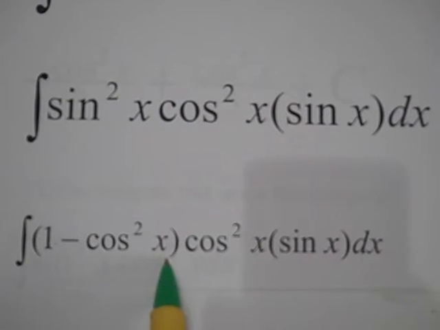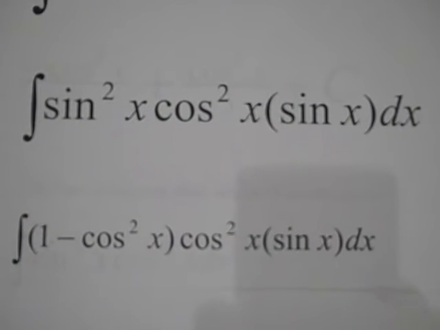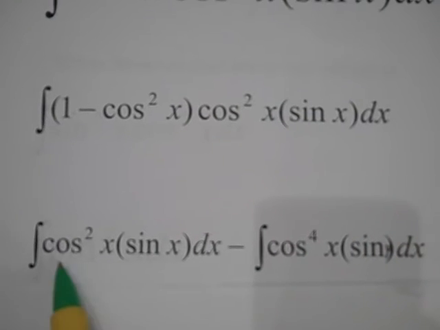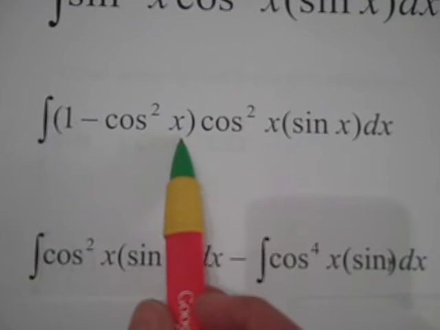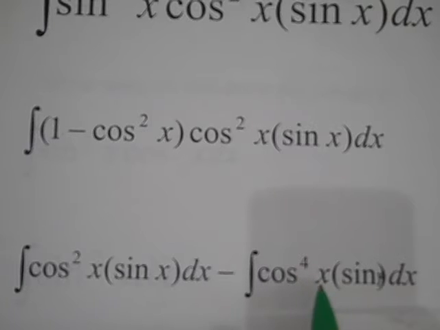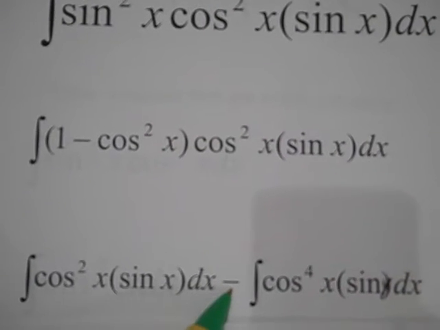I replace sine squared by 1 minus cosine squared. All right, now I'm going to use the distributive law, and that's the next equation you're going to see. I took 1 times cosine squared times sine, and that gave me cosine squared times sine. Then I took cosine squared times sine, and that gave me cosine to the 4th x times sine of x. I hope you can see the x here. When I typed this up, I forgot the x. Notice I broke it up into two integrals, which I'm certainly allowed to do.